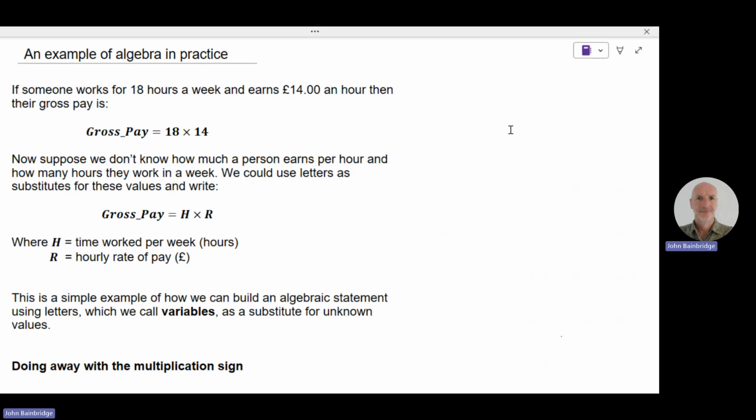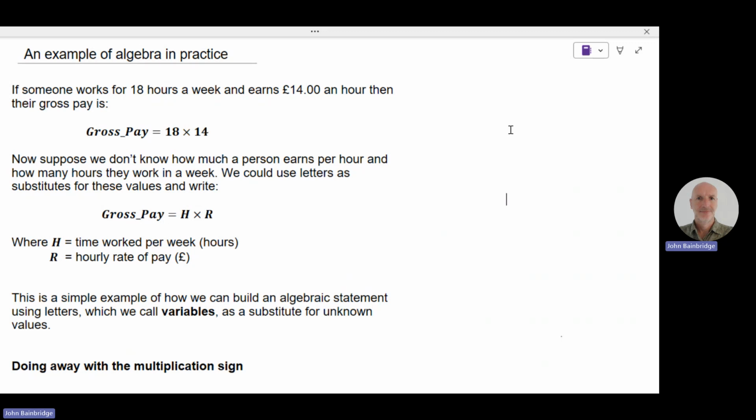Now, suppose we don't know how much a person earns per hour and how many hours they work in a week. We could use letters as substitutes for these values and write gross pay equals H times R, where we've used the letter H as a substitute for the time they work per week in hours, and we use the letter R as a substitute for the hourly rate they're going to be paid. So this is a simple example of how we can build an algebraic statement using letters.